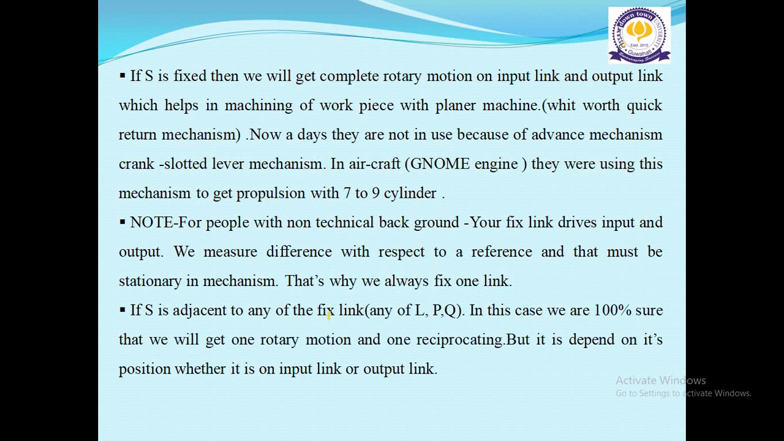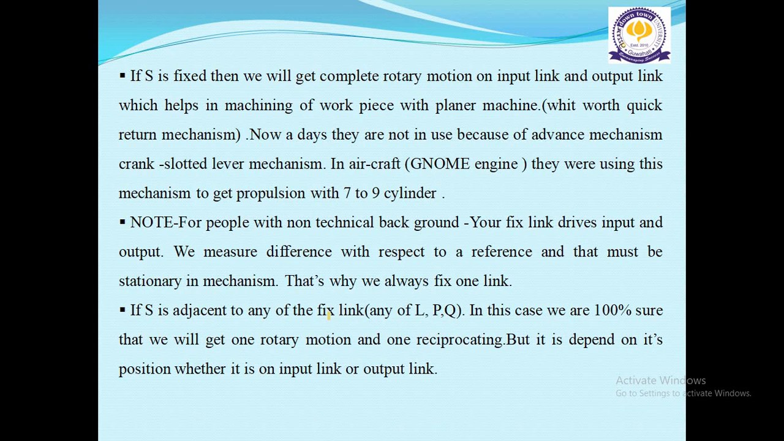Now here you can see if S is fixed, then we will get complete rotary motion on input link and output link, which helps in machining of workpiece with planar machine, Whitworth quick return mechanism. Nowadays they are not in use because of advanced mechanisms, crank slotted lever mechanism. In aircraft they were using this mechanism to get propulsion with 7 to 9 cylinders.